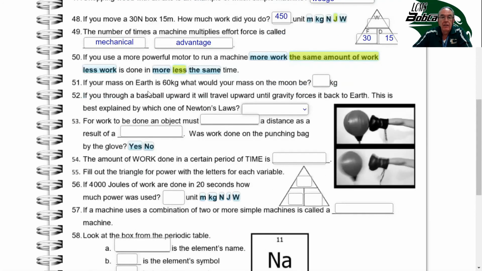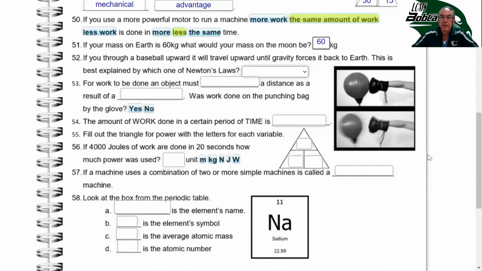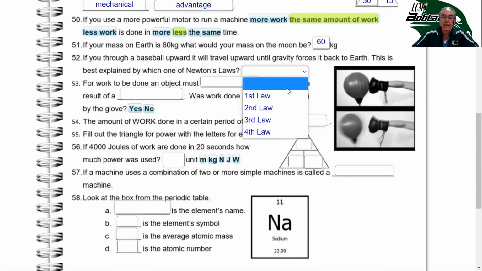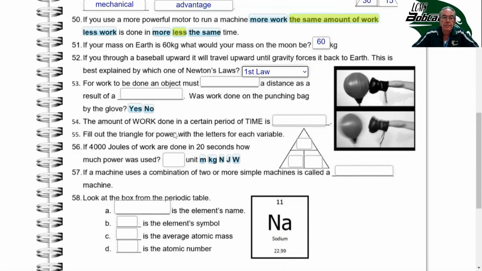Okay, your mass on Earth is 60 kilograms. What would your mass be on the moon? Well, it wouldn't change. Remember, mass is the amount of matter in an object, and the amount of matter in an object wouldn't change because you take it to the moon. If you throw a baseball upward, it'll travel upward until gravity forces it back to Earth. This is known as Newton's what? Well, an object in motion would stay in motion unless the unbalanced force of gravity acts upon it. So that's Newton's first law.